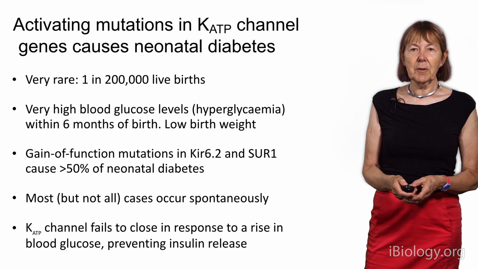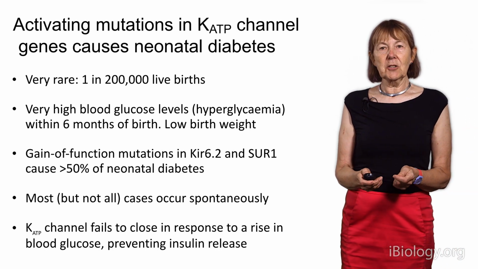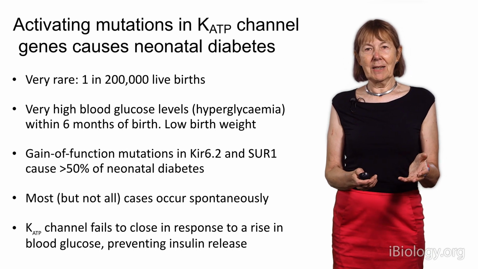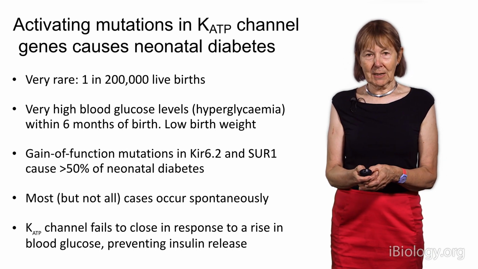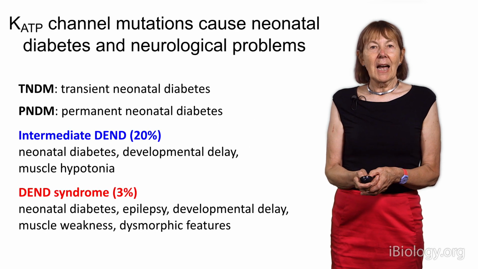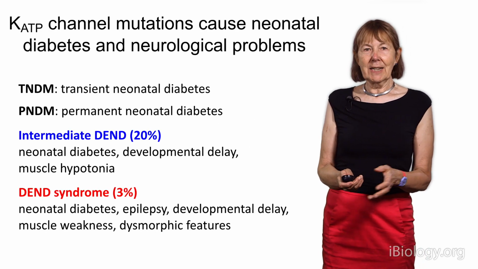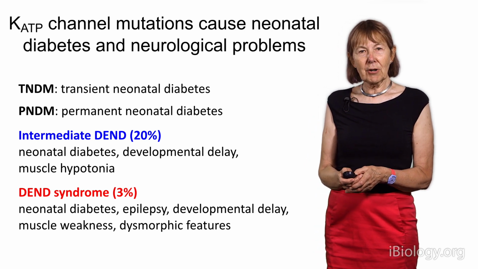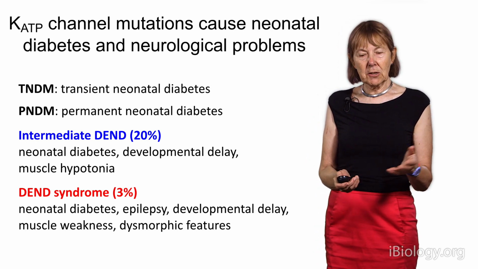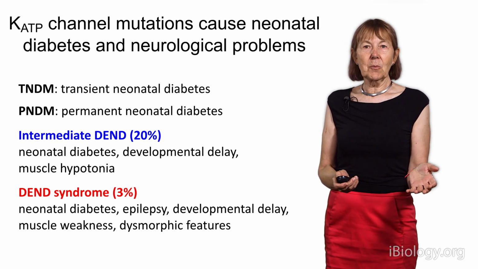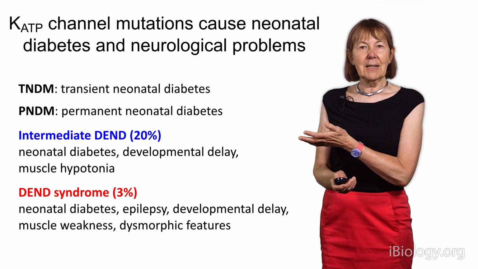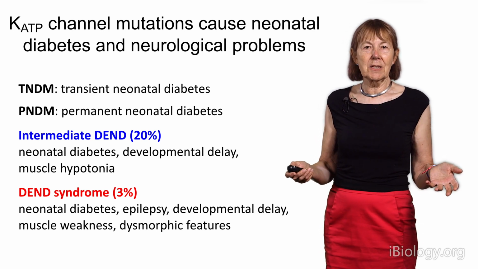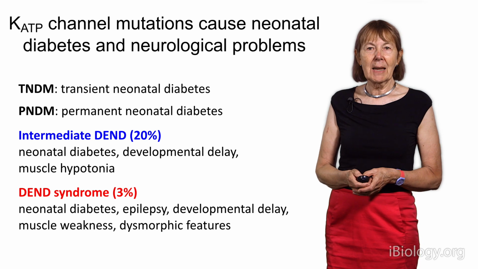And in all cases, what the mutations do is they prevent the channel from closing in response to elevated ATP as a consequence of glucose metabolism. And very interestingly, some of these mutations produce a transient form of diabetes. So the patient develops diabetes, and then it goes away again, and then it comes back again in later life. And we still don't really understand why it should undergo this remitting, relapsing time course.